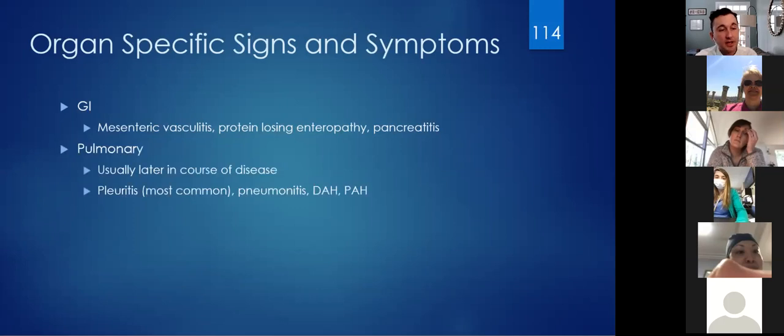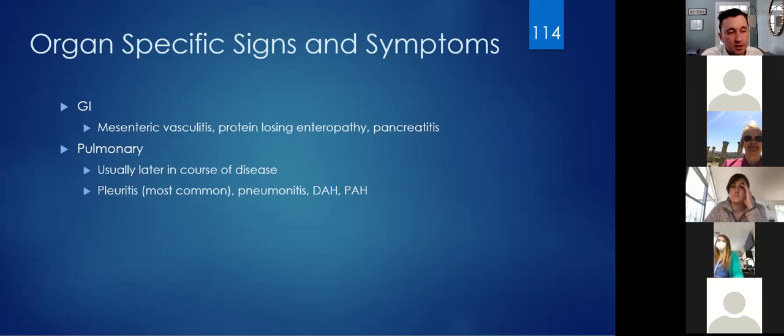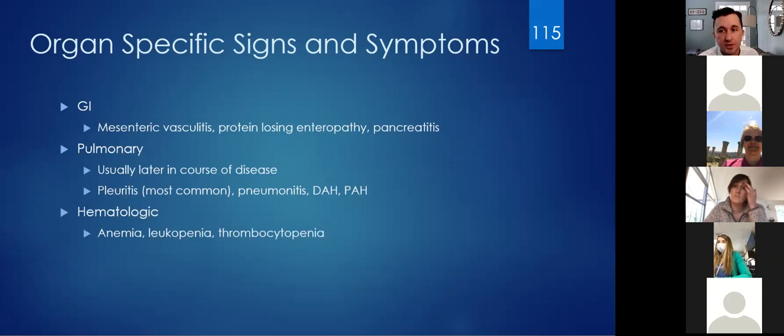And I'm just going to fly through these. So the GI system can be affected, and any one of these manifestations within the GI system can be fatal. Mesenteric vasculitis is often fatal. Protein losing enteropathy can cause severe malnutrition. Pancreatitis is often severe. From a pulmonary standpoint, this usually occurs late in the disease process, and pleuritis is the most common, but other life-threatening manifestations can occur. So diffuse alveolar hemorrhage, pulmonary artery hypertension, pneumonitis, virtually anything on this page can kill you. And then of course they're at high risk of developing any type of cytopenia from bone marrow involvement.